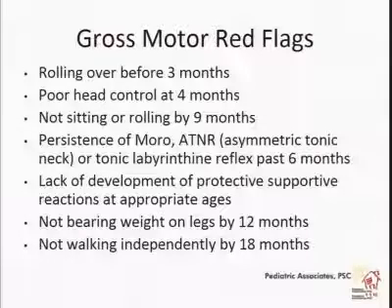If you place a child in sitting and they have poor head control at 4 months, also a red flag. Not sitting or rolling by 9 months. Persistence of the Moro response, the startle response. If you clap your hands or bump the crib that they're in and they don't startle, or if they do startle still at 9 months, that's a concern, or past 6 months.